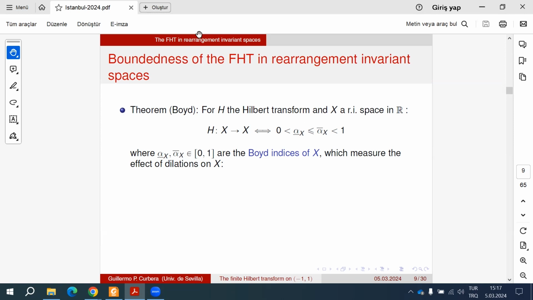They are very technical. The important thing is the idea. What they do is measure in a space X what is the effect of dilating the function. When I have a function and I expand the function, the same shape but expanding, the norm changes.